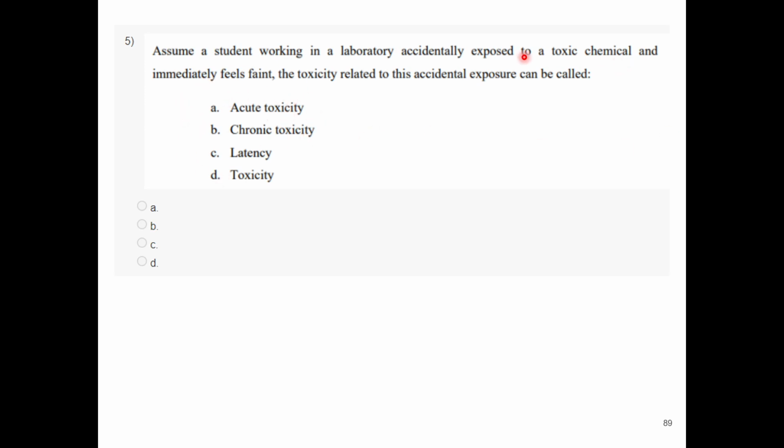Here, after getting exposed to the toxic chemical, the student immediately fainted. Because the student immediately fainted, the toxicity exposure was short term. So that is acute. Therefore, A, acute toxicity, is the correct option.